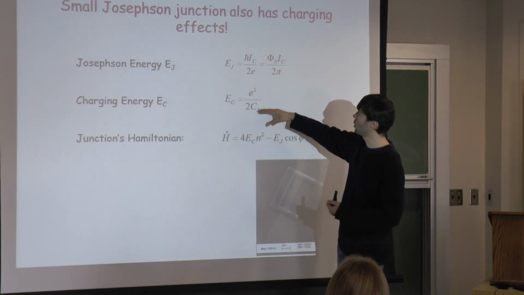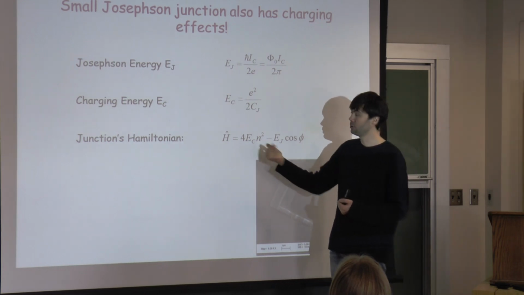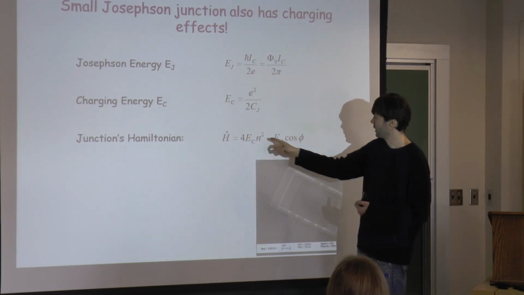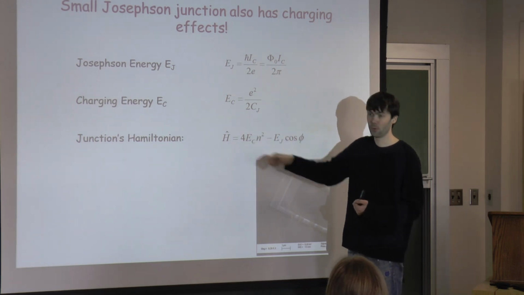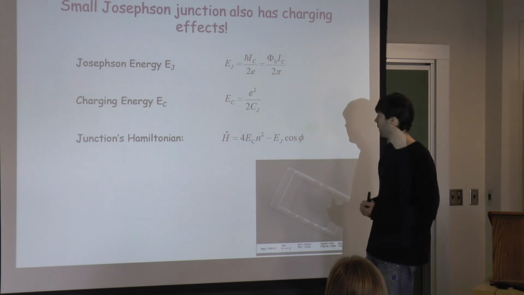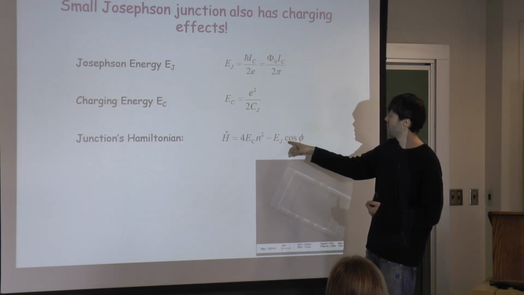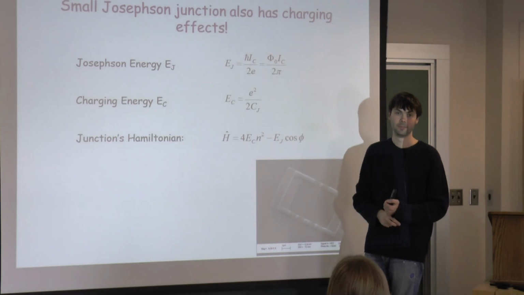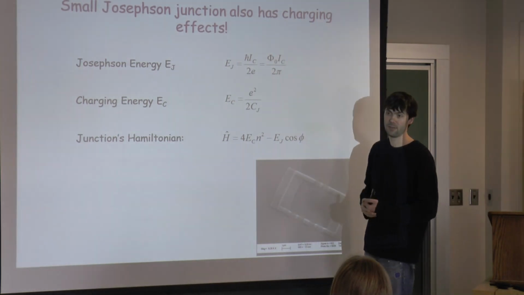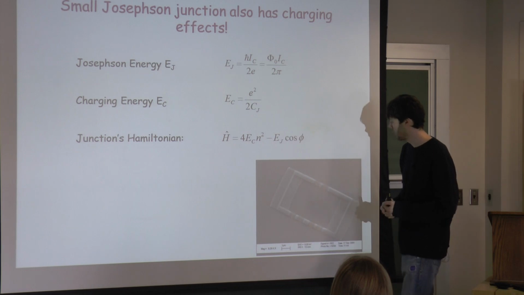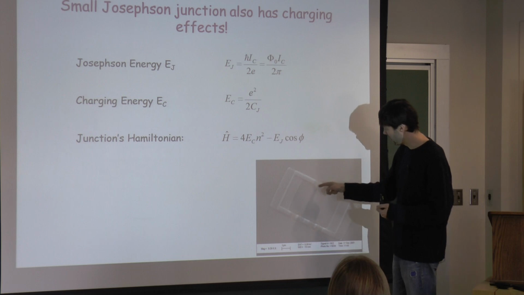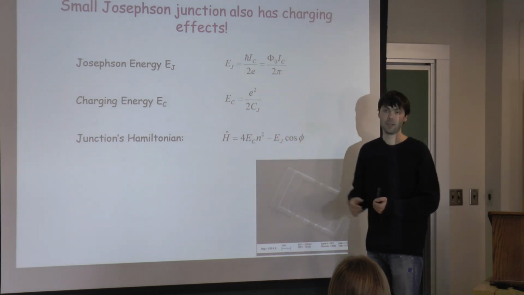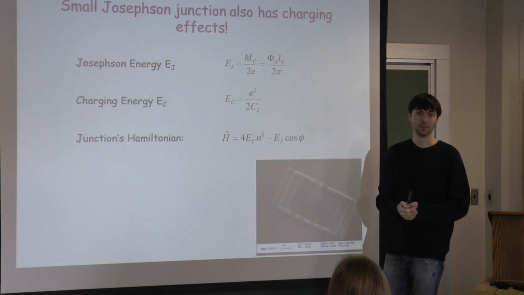So if we just put these two terms together, we can write a Hamiltonian for a Josephson junction, which includes the capacitive term with the number of Cooper pairs, hence the 4 here, because the charge is 2, and the energy term, which is proportional to cosine phi, which is the integral over sine phi for the supercurrent. So in such junctions, like I showed you for small aluminum circuits, with very small junctions, this charging energy can actually play a big role in the properties of these junctions.